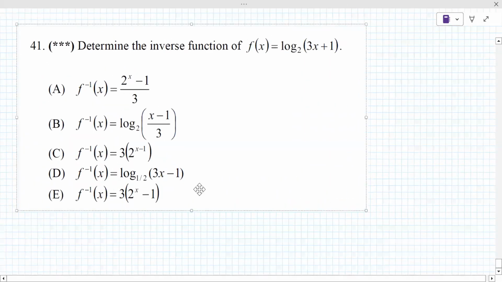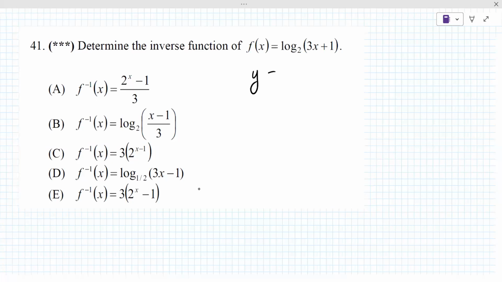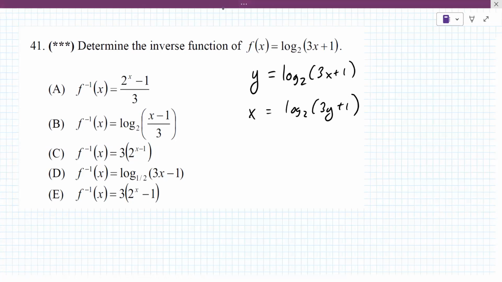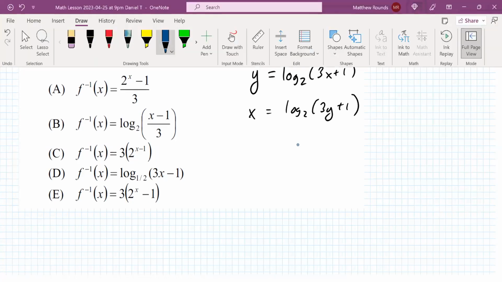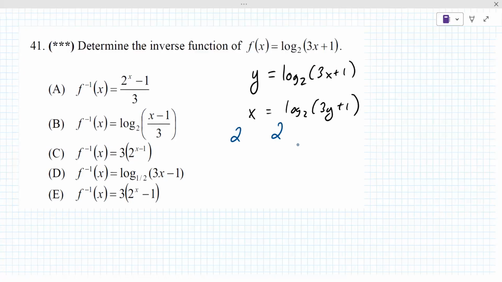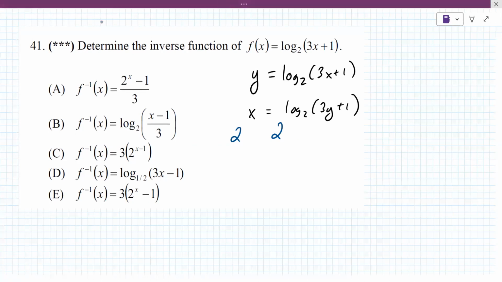All right, determine the inverse function of this. So again, you switch x and y. x equals log base 2 of 3y plus 1. First thing is to undo log base 2. You do that with the base of 2. And that will immediately get rid of a few answers. Like if it doesn't have a 2 to the x in it, it probably isn't the right answer. But we'll carry on here.